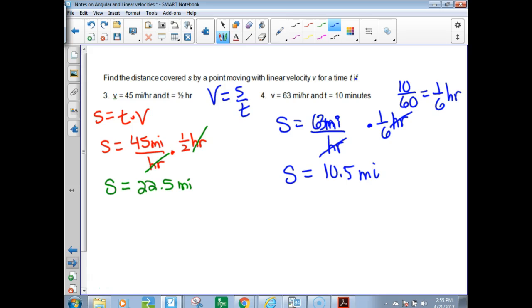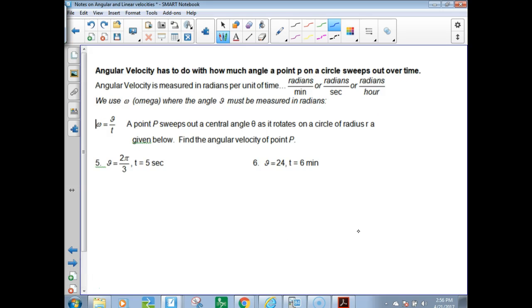All right, so let's go on to another type. Angular velocity has to do with how much angle a point P sweeps out over time. Angular velocity is measured in radians per unit of time. Radians a minute, radians a second, radians per hour. And we use omega, where the angle theta must be measured in radians. Here's our formula. Omega equals theta over time, theta in radians.